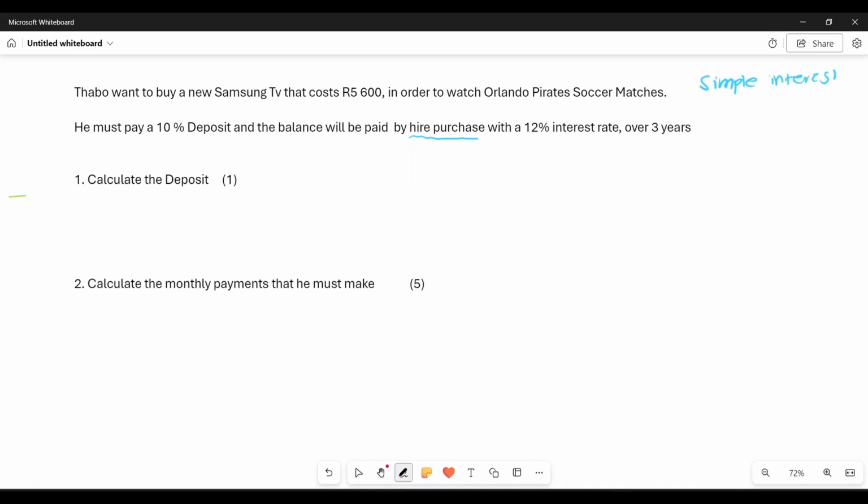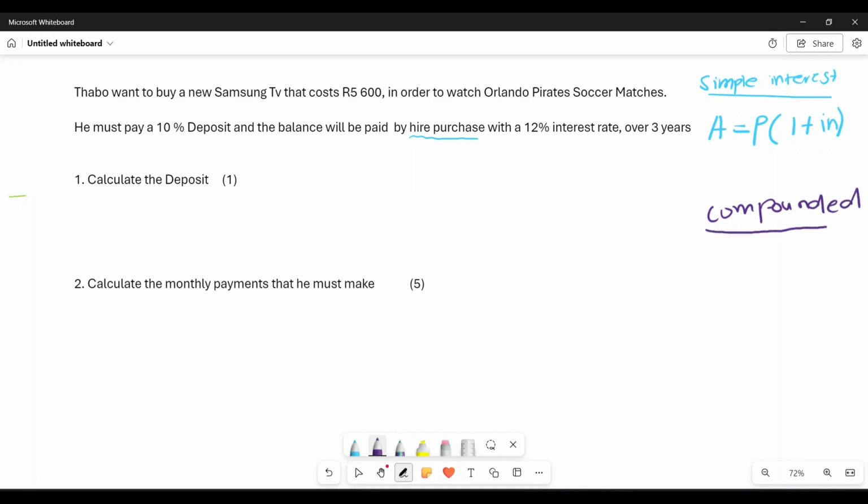Remember, you have two types of formulas. For your simple interest, your A, which is your future value, is equal to P, which is your present value, times (1 plus i multiplied by n). This is your simple interest formula. Your other formula is the compound interest formula, used if your interest is compounded, also known as the reducing balance method. For the compound formula, your future value A is equal to your present value P times (1 plus your interest i) all to the power n.